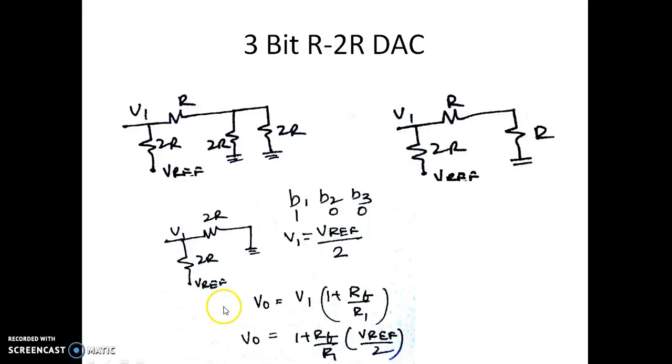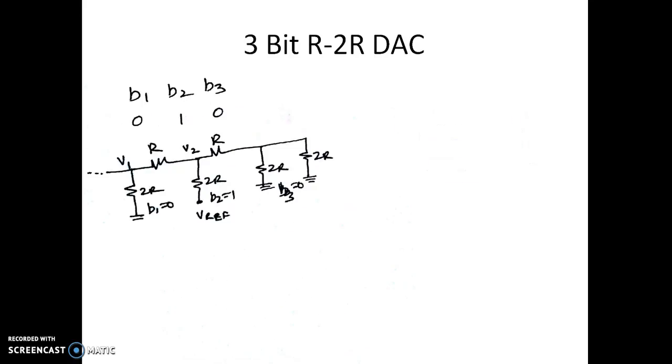So when B1 is equal to 1 and the other two inputs are 0, 0, we get the output voltage as 1 plus Rf by R1 into V reference by 2. That is the gain here. You can see it is exactly half of the V reference. So this is when bit B1 is 1 and B2, B3 are 0, 0. We shall take up one more example where B2 is 1 and the other two bits are 0, 0. So that's the combination that we have.